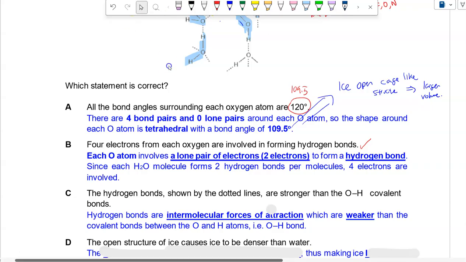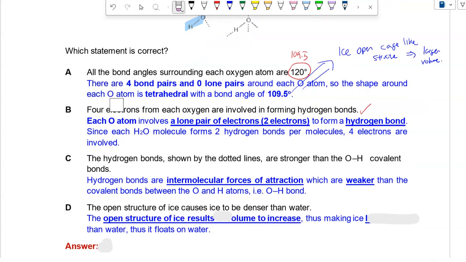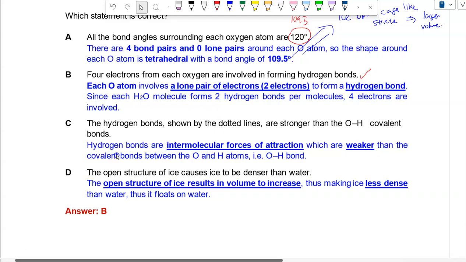Last but not least, the open structure of ice causes ice to be denser than water. That's not true. So open structure of ice results in the volume increasing, then this makes ice less dense than water, and therefore ice floats on water. And that's what we see typically in glaciers, right? So your icebergs typically float on water, and therefore the answer will be B, the only correct option. Okay, moving on.